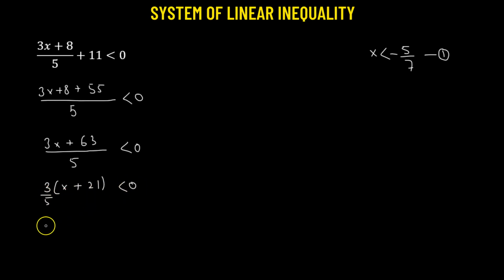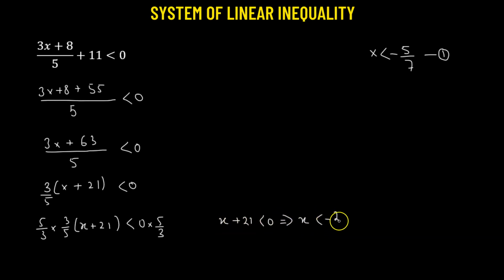Now what we'll do, we'll multiply both sides with 5 over 3. So we have 5 over 3 multiplied to 3 over 5 times (x plus 21) less than 0 times 5 over 3. Now we have used the same property as the earlier one. So the sign of the inequality does not change because we're multiplying with a positive number. So this is going to give us x plus 21 less than 0, which implies x is less than negative 21. So let's label this as number 2. So earlier we obtained x less than negative 5 over 7, and now we have obtained x less than negative 21. So we'll have to find a solution that's common to both of them.